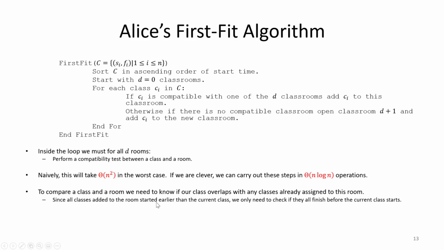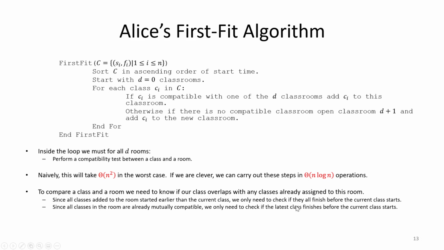That was already done, right? So all these other classes we know are already compatible. So all we just need to make sure is that all of them finish before we start. That way we know we're compatible. Now also, because we already know they're all compatible, all the rooms in there are already compatible, it's only the latest class that we need to make sure finishes before our class.